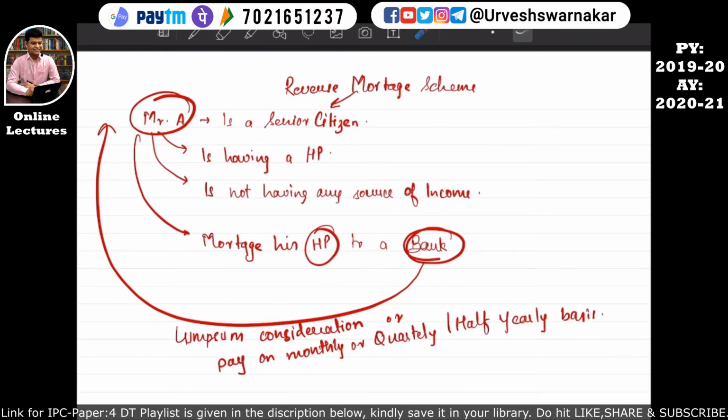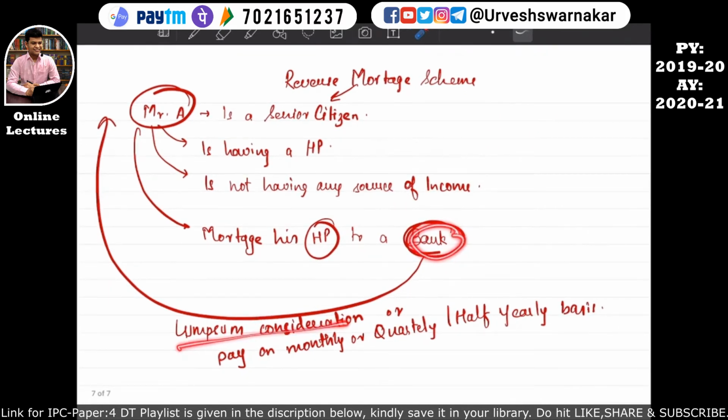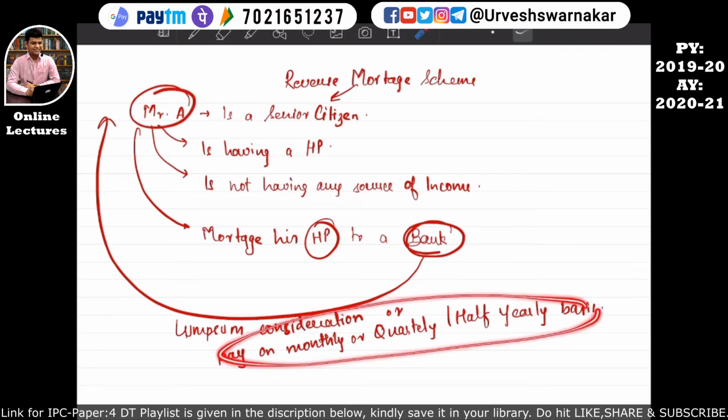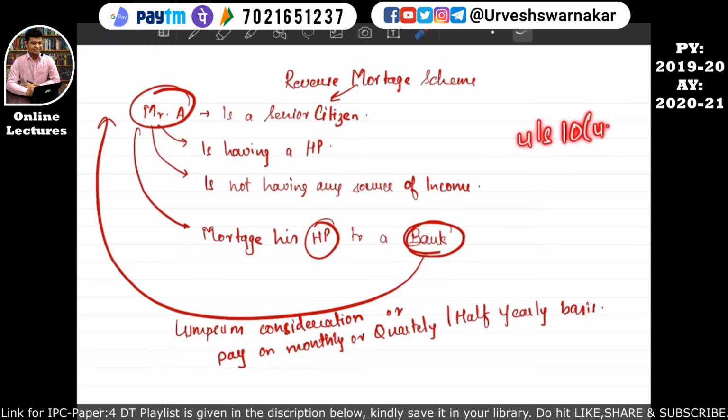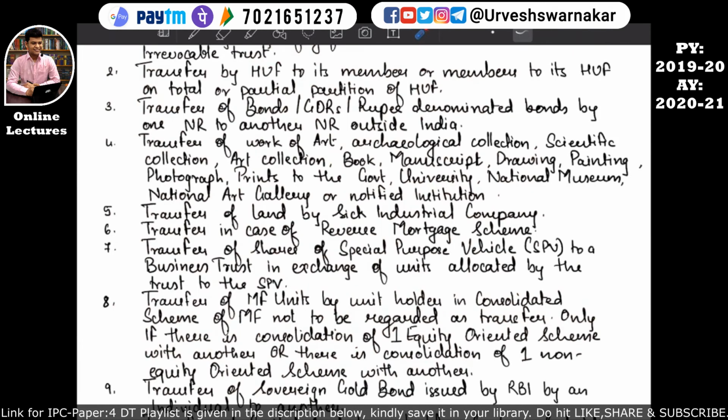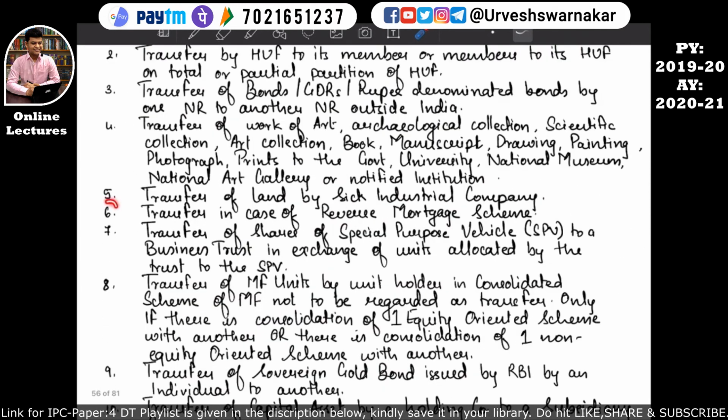I hope this is quite clear to you all. Similarly, if the bank does not give the lump sum consideration, but pays this assessee monthly or quarterly till the date the assessee dies, then whatever monthly consideration the assessee is receiving will be exempt under section 10 subsection 43. This lump sum consideration as well as the monthly, quarterly or half yearly consideration paid by this bank to the assessee will be exempt under section 10 subsection 43. I hope this is quite clear. So that is what is given in section 47, point number 6, which says that transfer in case of a reverse mortgage scheme will not be considered as transfer. I hope this is quite clear to you all.